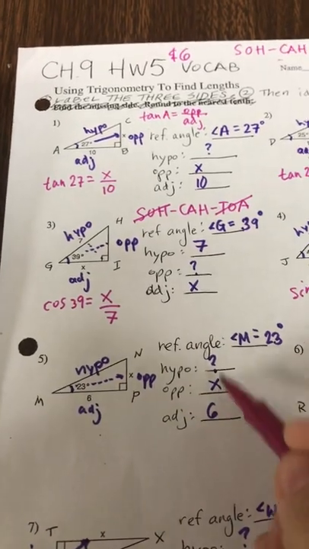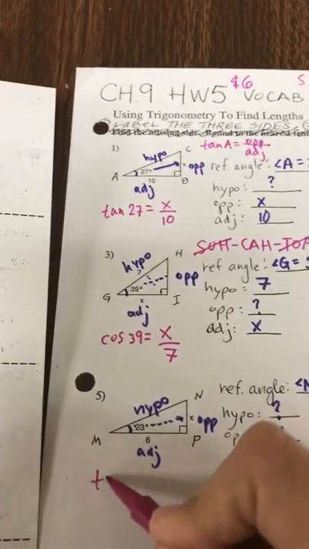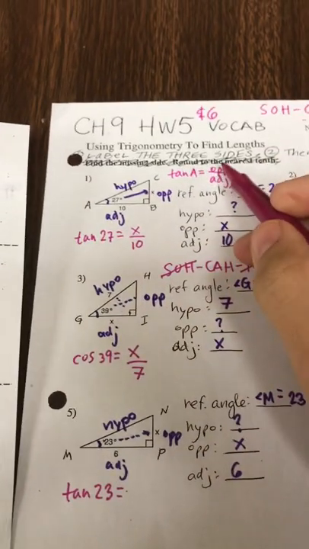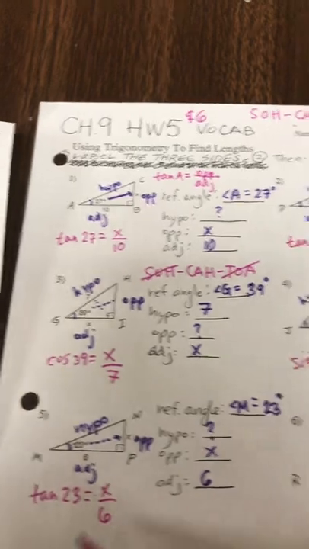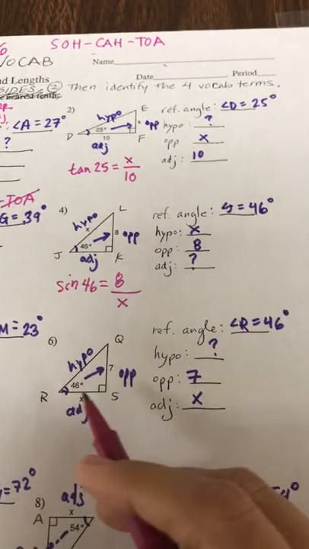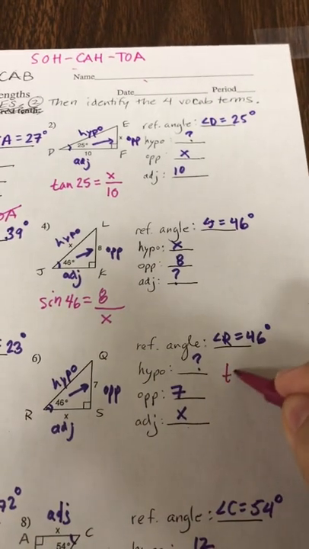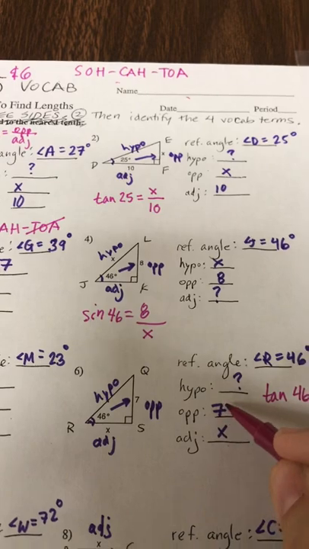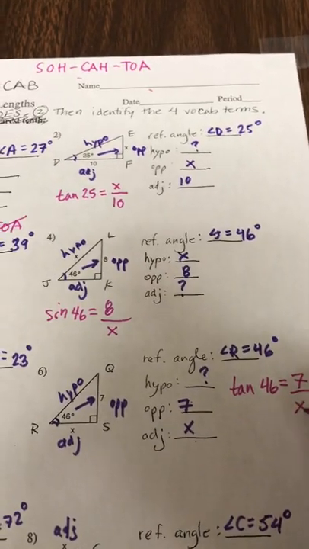Now what do we got here? I don't have the hypotenuse, so that's like this top one. So I'm going to use tangent. The tangent of 23 is, and the formula is opposite over adjacent. X over 6. Set up the next one. I'm missing the hypotenuse, so again, that's tangent. The tangent of 46 is opposite over adjacent.